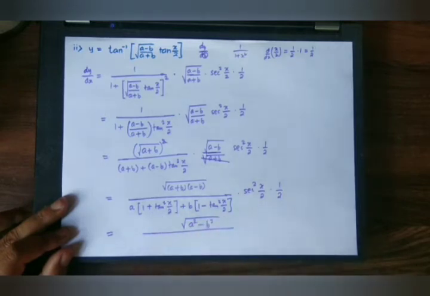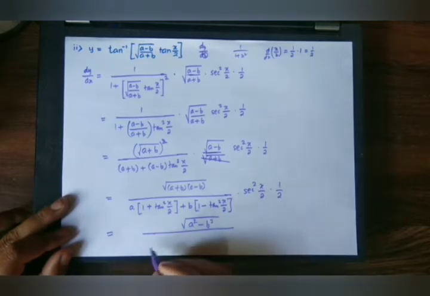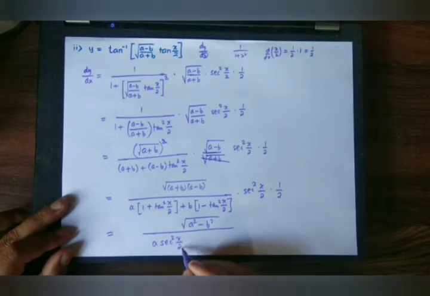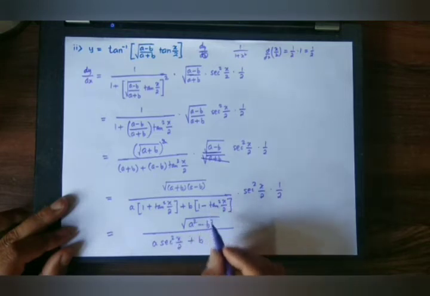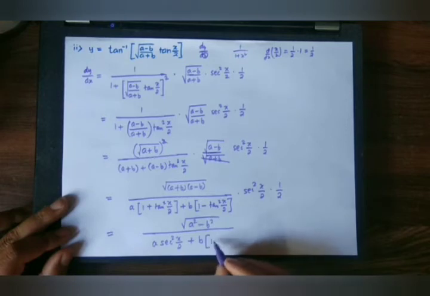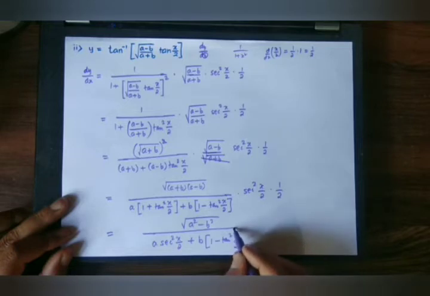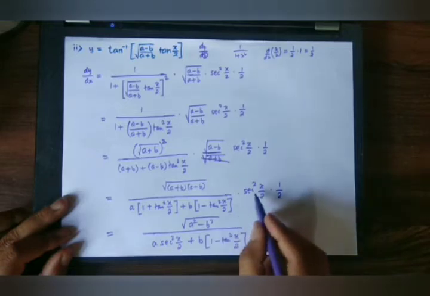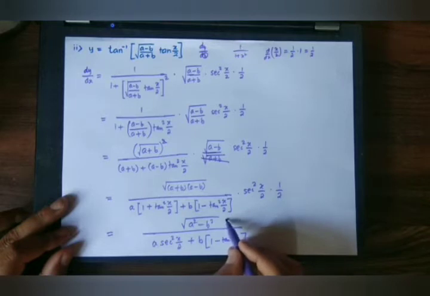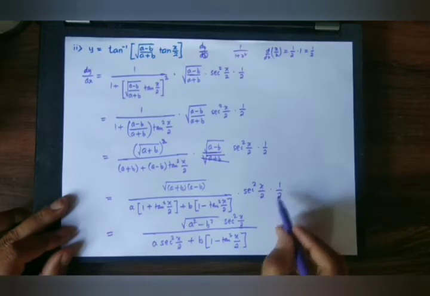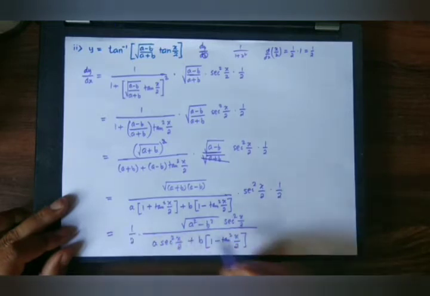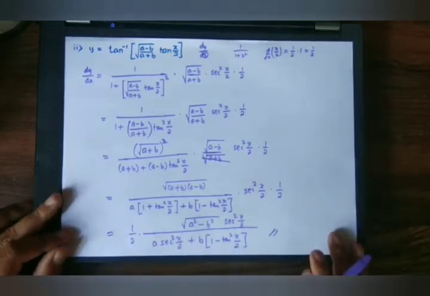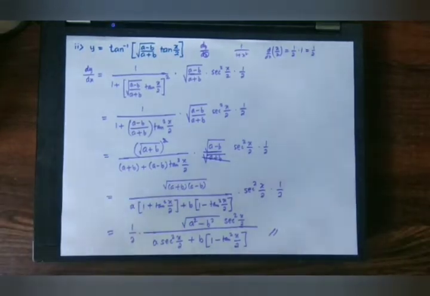1 plus tan square theta is sec square theta. So instead of this I can write sec square x by 2 plus, we can keep it as it is, because we don't have any formula for this, 1 minus tan square x by 2. This sec square x by 2 can be written in the numerator, and this half can be kept in front. So this gives you your dy by dx. Pause the video to note down.